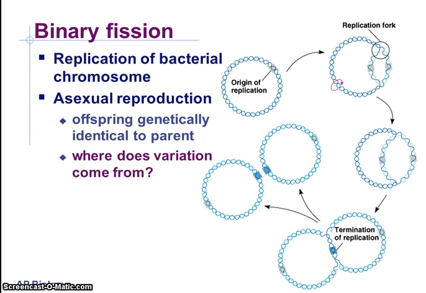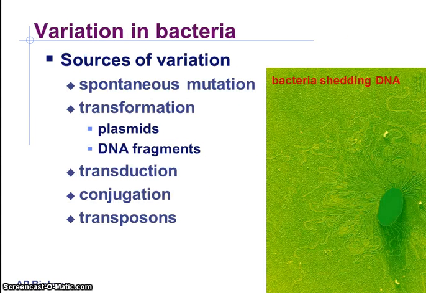Interesting. So the way that they replicate is you have an origin site, and then you get your replication fork, and you can see the semi-conservative model, light blue and dark blue, as it keeps going, and at the other end there's a termination, and you have two different ones. So offspring are identical. So if offspring are identical, again, where's the variation? The way that they have variation is it could be spontaneous, just like with us. There could be a mutation of DNA.